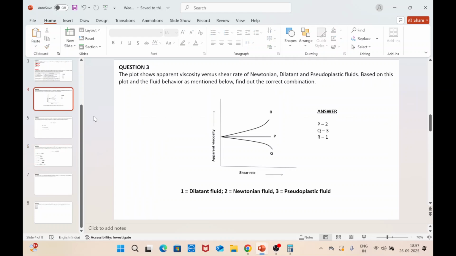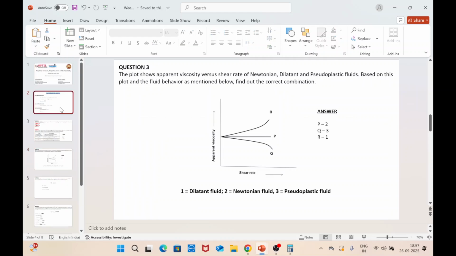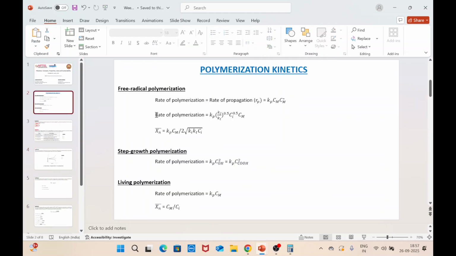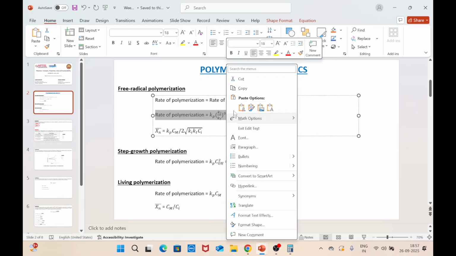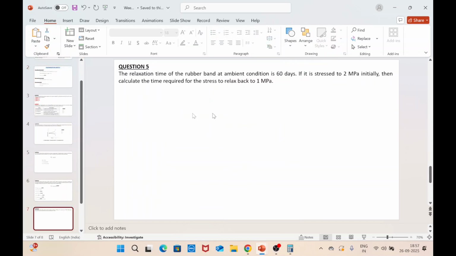Now we are supposed to comment also about the rate of polymerization. So the rate of polymerization is given by this equation.